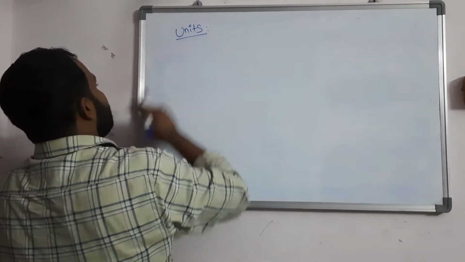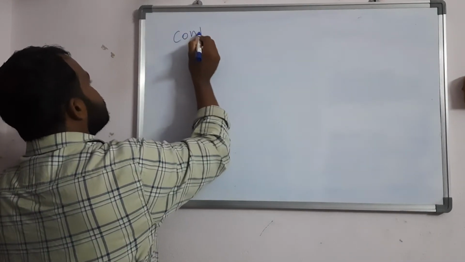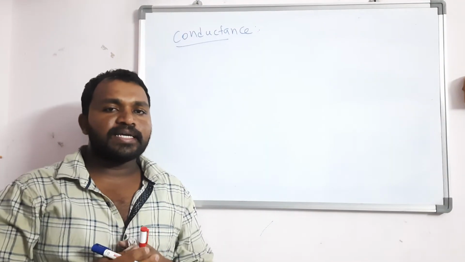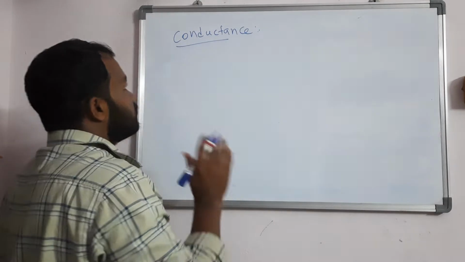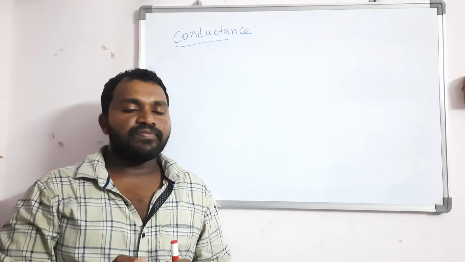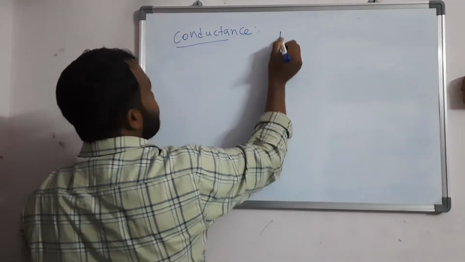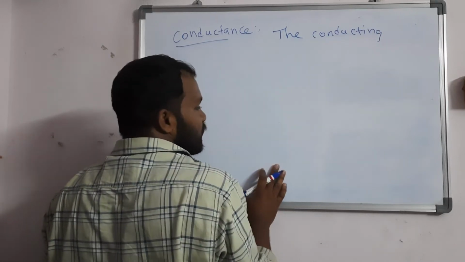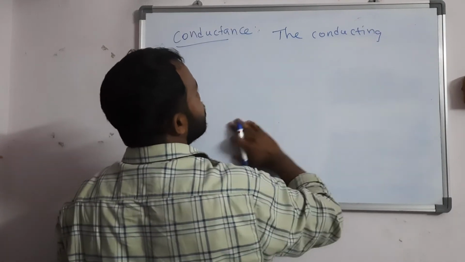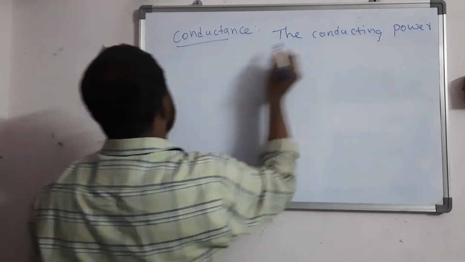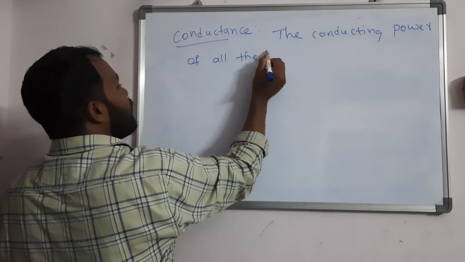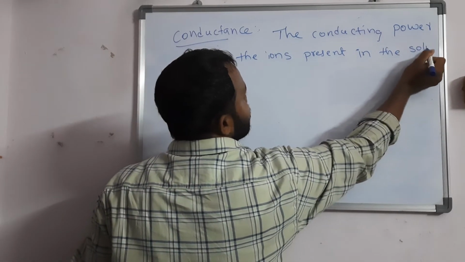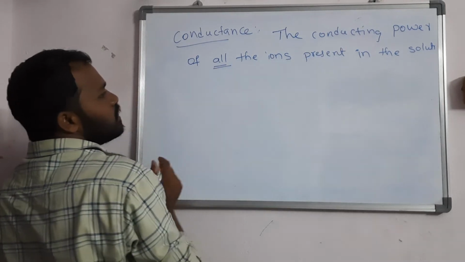Now, what is meant by actual conductance? Conductance is nothing but, as we discussed, the reciprocal of the resistance. If you want to say the definition theoretically: the conducting power of all the ions present in the solution. If you know this definition, you can write the definition of specific conductance, and also the definitions of equivalent and molar conductance. The conducting power of all the ions present in the solution is called conductance.